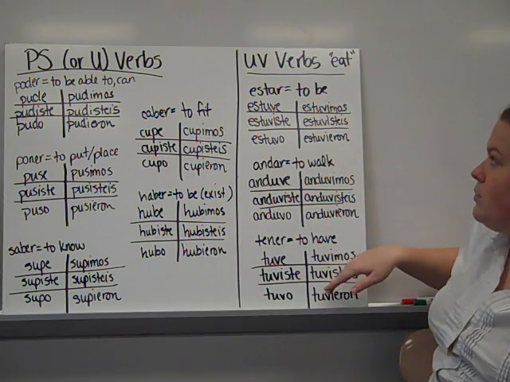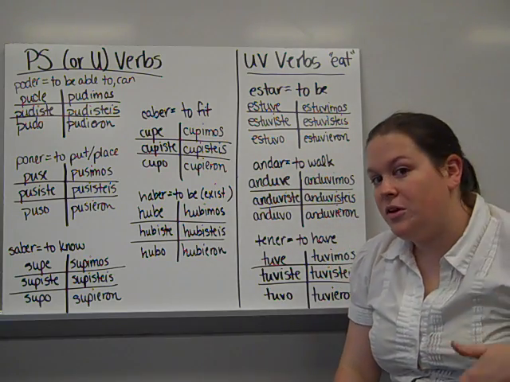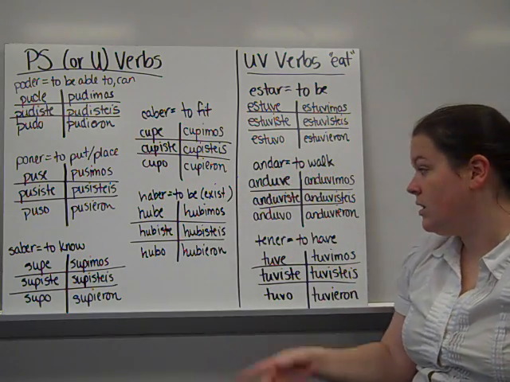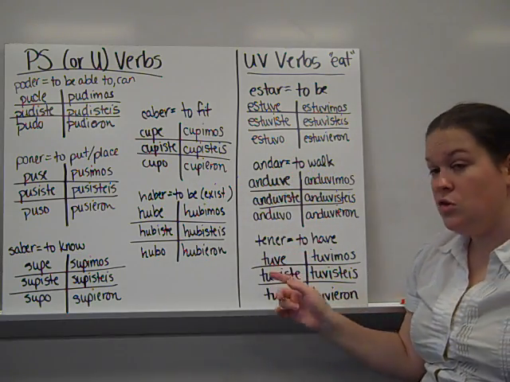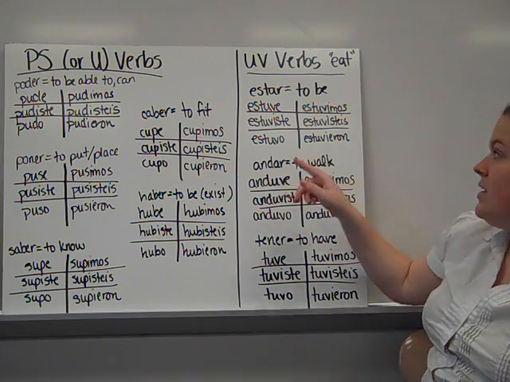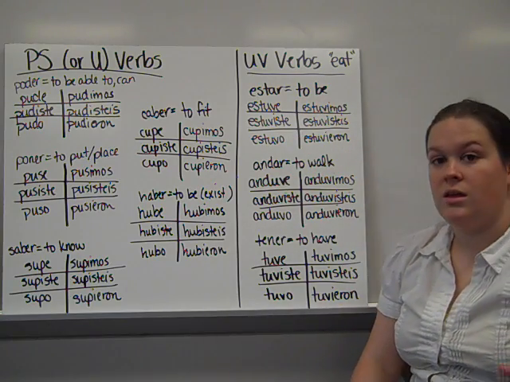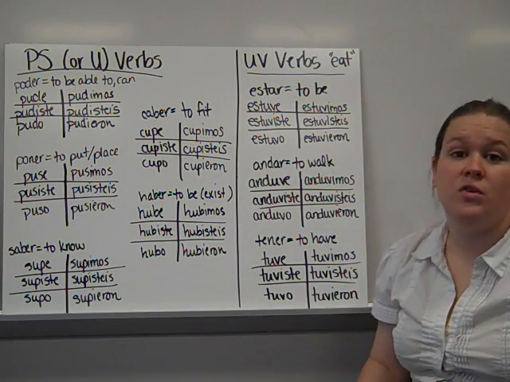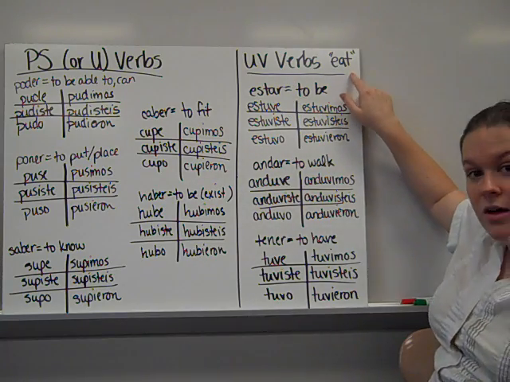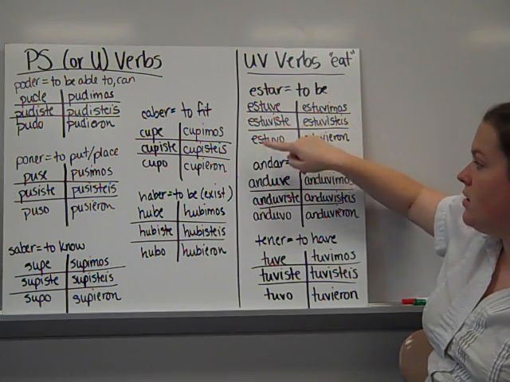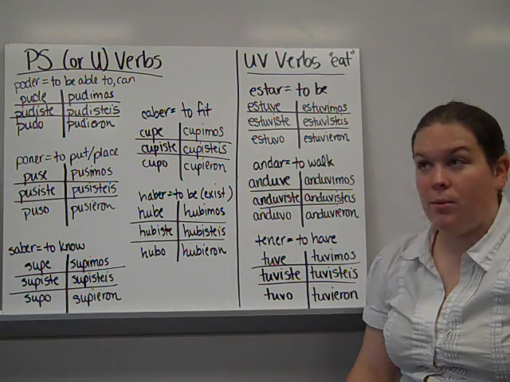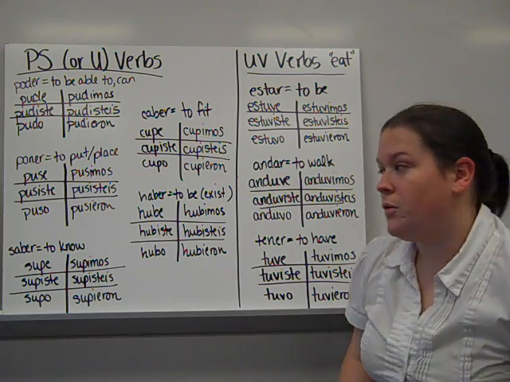And for UV verbs, again, hopefully you're noticing a pattern. Something either changes in the stem, like tener becomes tuv in the stem, or in these, for estar and andar, it adds a UV in the stem, hence the nickname UV verbs. And I have EAT up here by UV verbs because estar, andar, tener, EAT. So hopefully that'll help you remember what are the 3 UV verbs.